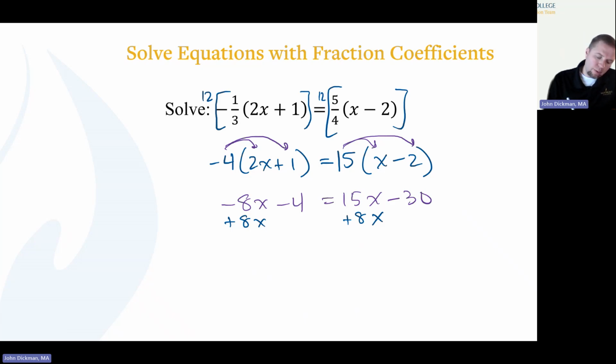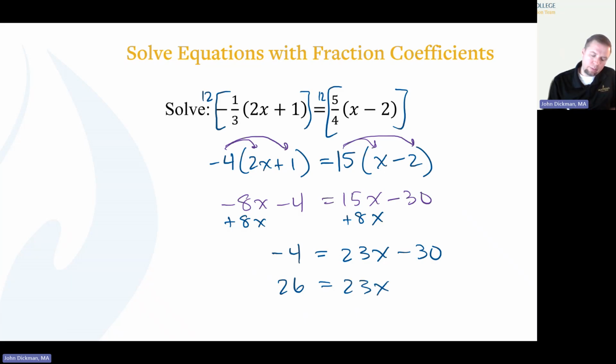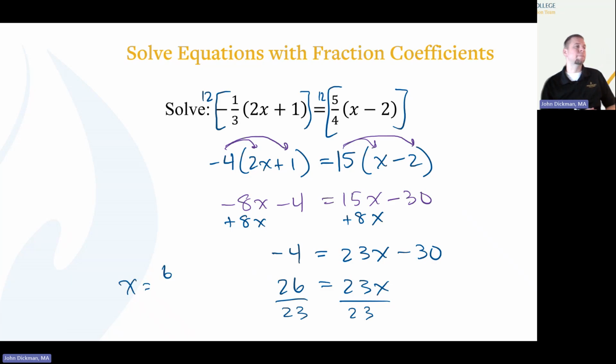So this gives me negative 4 equals 23x minus 30. I'm going to add 30 to both sides. That's going to give me 26 equals 23x. Divide by 23. X is equal to 26 over 23. And 26 divided by 23 is a fraction you cannot reduce any further.